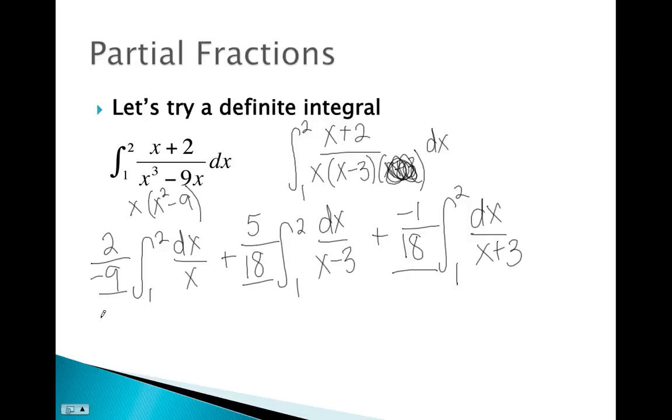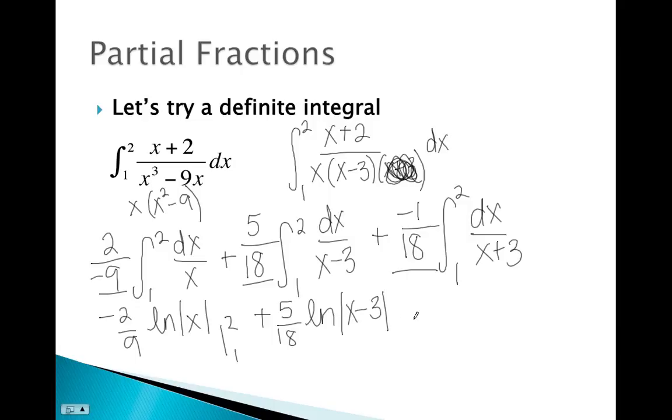Now I have to integrate. I have negative 2/9 times the natural log of the absolute value of x, evaluated from 1 to 2, plus 5/18 times the natural log of the absolute value of x minus 3, evaluated from 1 to 2, plus negative 1 over 18 times the natural log of the absolute value of x plus 3, evaluated from 1 to 2. I have no plus c because I have a definite integral.